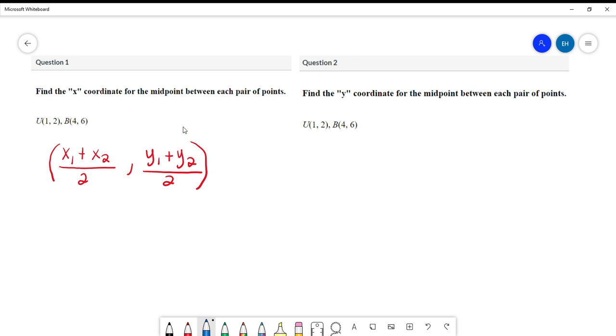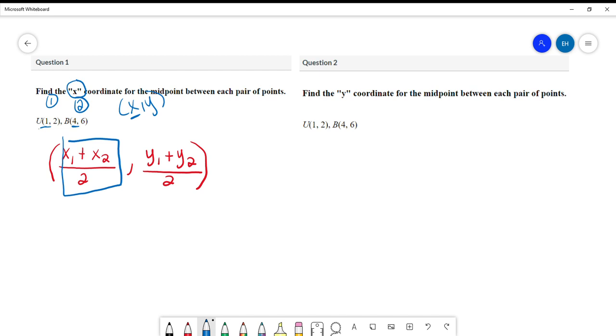So this first one, number 1, we only want our x value. So here's my first point, here's my second point. Remember when we talk about points, x comes first. So I'm only looking at these two x values. So I'm just going to use this part of my formula.